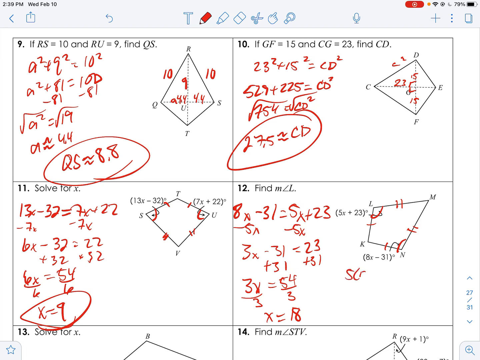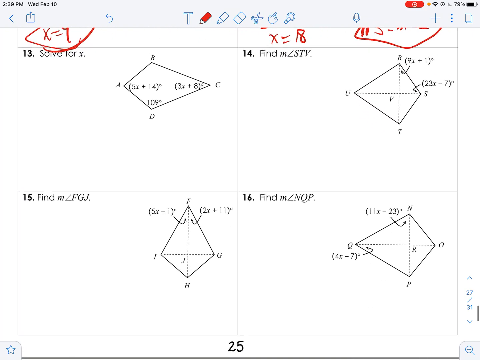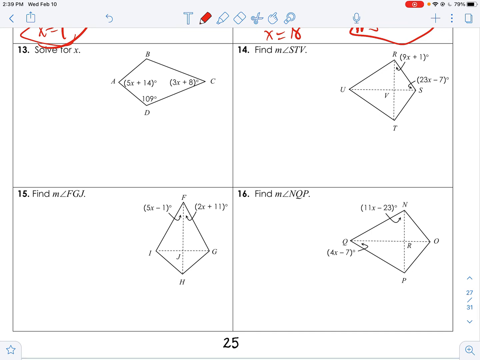Now, what we have to remember is we're not looking for 18, we're looking for L. So 5 times 18 plus 23. 50 plus 40 is 90 plus 23. So that would be 113 is the measure of angle L. Boom. Make sure you know that's all 1. And that's all 1. That's how she goes. Solve for x.